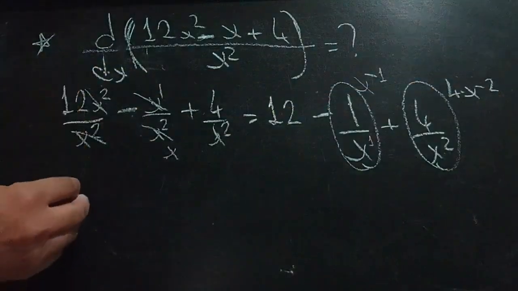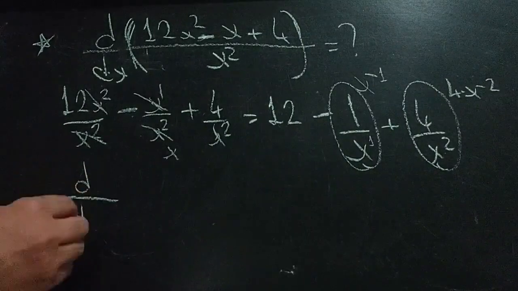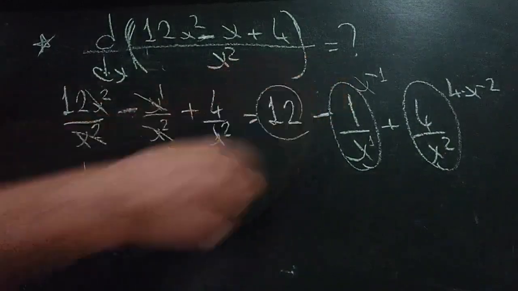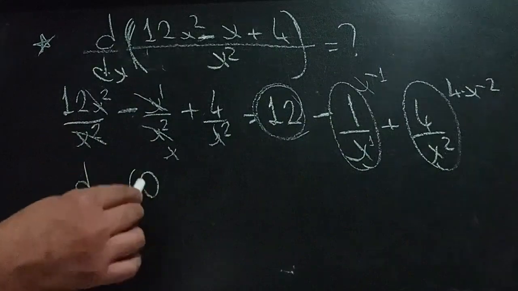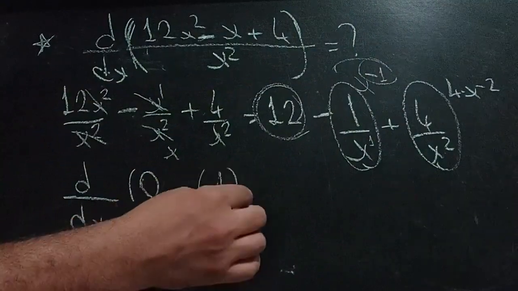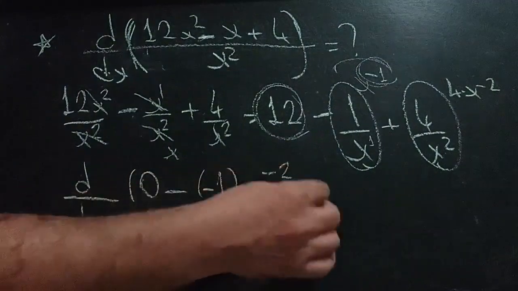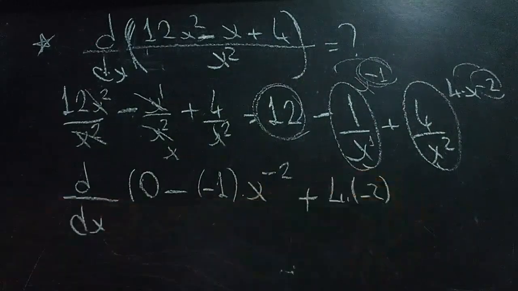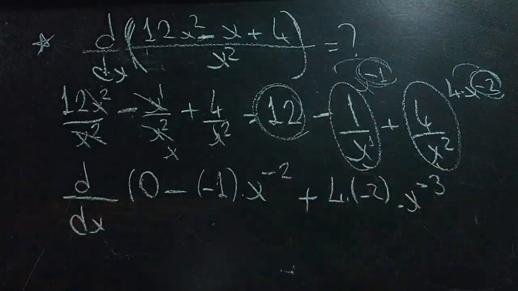So the derivative is going to be 12, a constant number, which is 0, minus, this goes down, which is negative 1, x decreased by 1, negative 2, plus, and this goes down as negative 4 times negative 2, which is negative 8, decreasing the power by 1, x to the power negative 3.